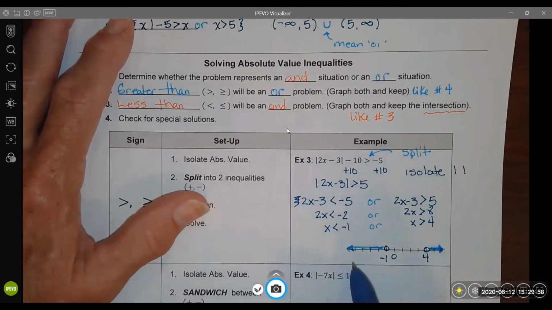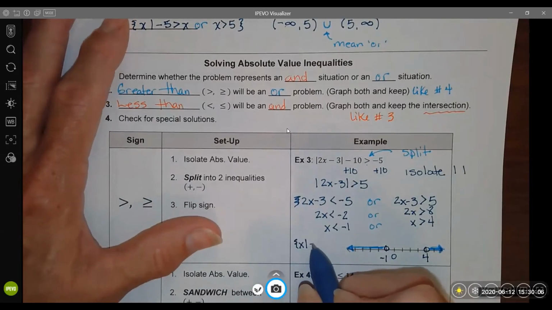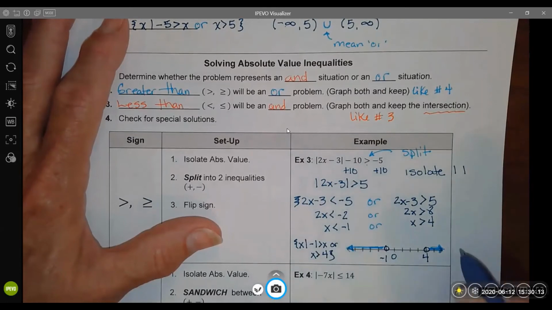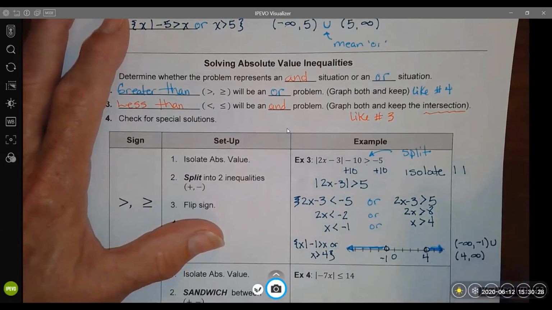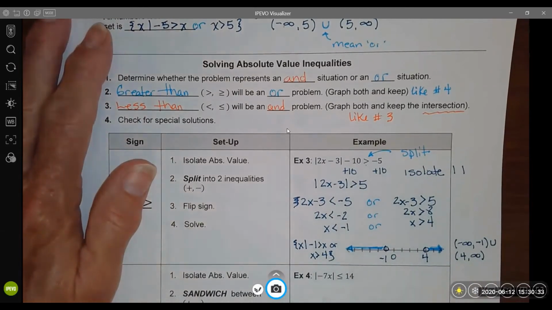And I can write this solution set. I can say that the solution set are the values of x such that negative 1 is greater than x, or x is greater than 4. I could also write this using interval notation and say that my solutions go from negative infinity to negative 1, or they go from 4 to positive infinity. And both of those are good representations of my solution set.